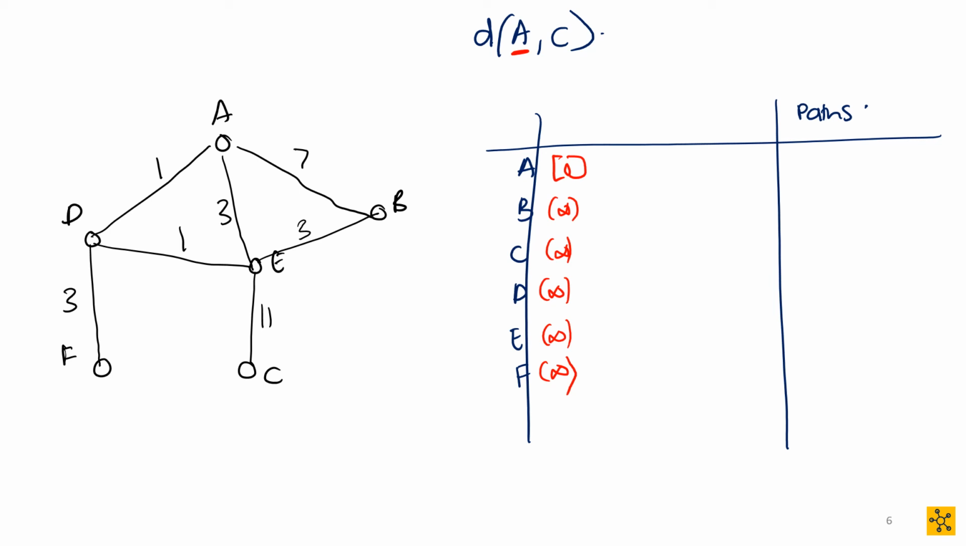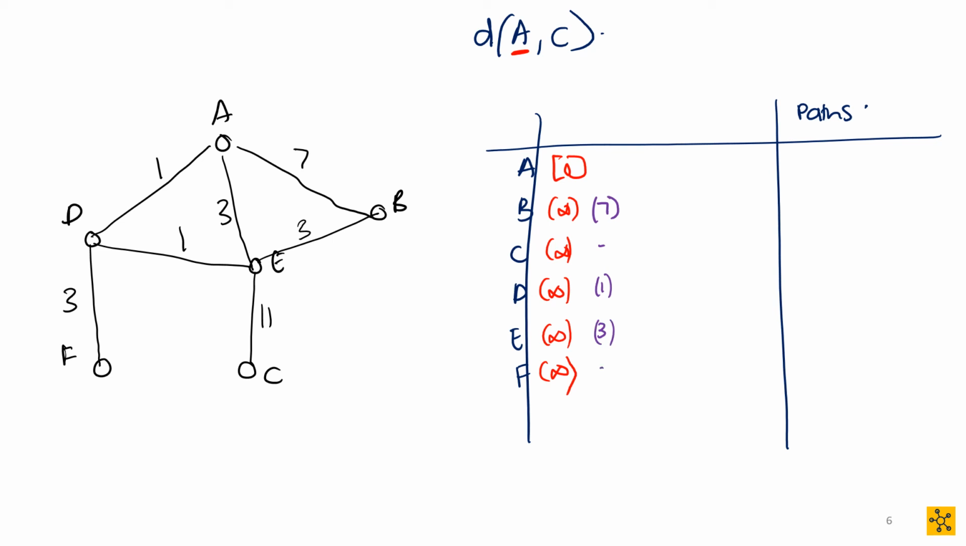So A is connected to B, so that one is going to be updated to 7. A is not connected to C, so you don't update that one. You don't have to write that line. I'm just doing that so you can see that I'm going through the approach. A is connected to D, and that gets updated to 1. A is connected to E, that one gets updated to 3. A is not connected to F.